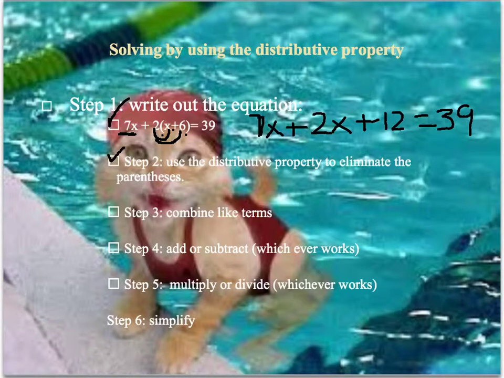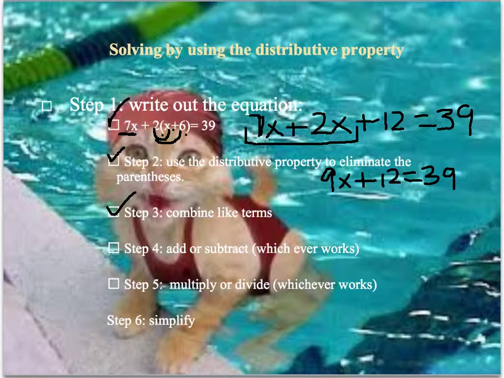Now I need to combine like terms. Well, on the left-hand side, I've got a 7x and a 2x. Those are my like terms. So if I combine the like terms, I get 7x plus 2x is 9x plus 12 equals 39. Okay, done with that.